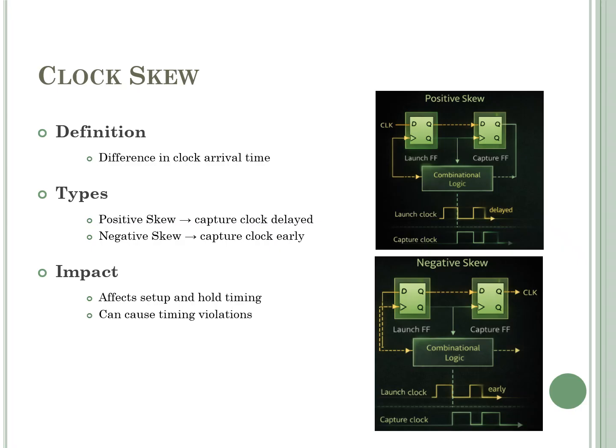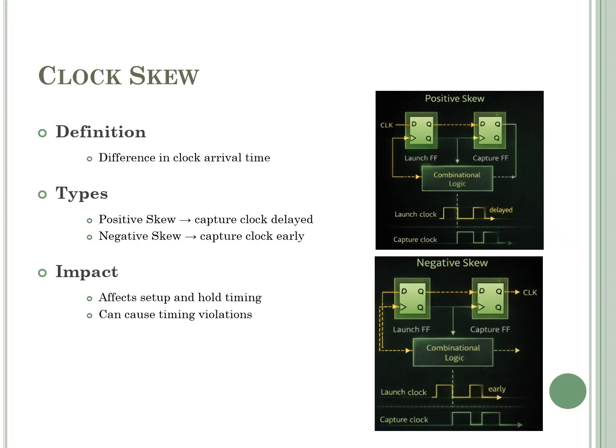The clock is distributed to both, but due to wiring delays, routing and load, the clock reaches them at slightly different times. Why does clock skew happen? Because in a real chip, the clock travels through long wires, different paths have different delays, and the load on each path is different. So clock edges get shifted.